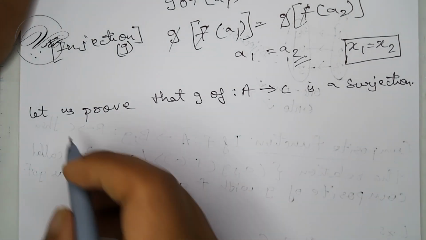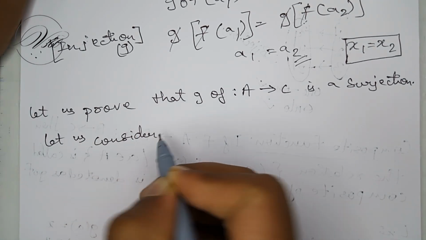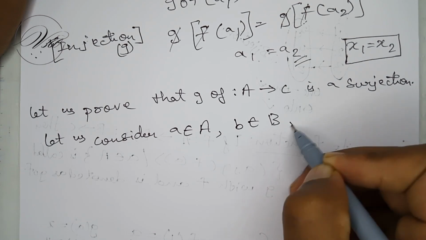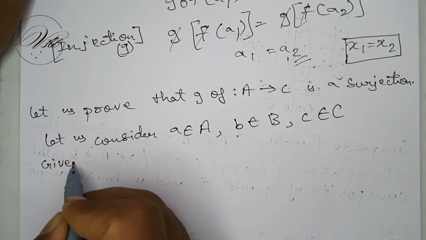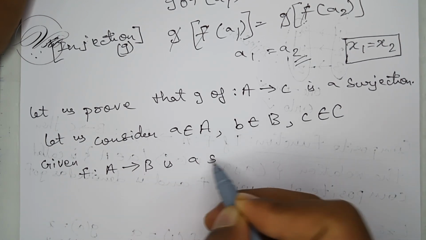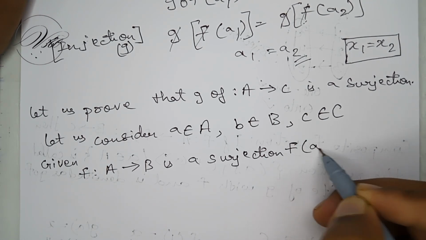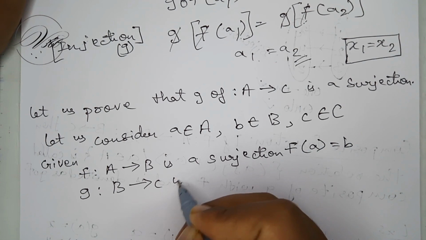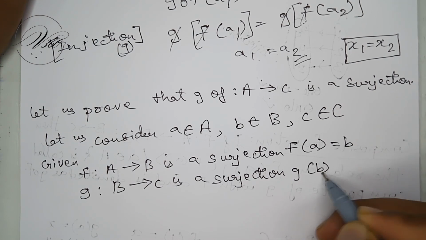Now we should do the surjection part, right? Let us consider that a belongs to capital A, b belongs to capital B, and c belongs to capital C. Okay. Now in the question we have got F maps A to B is a surjection, that is F of a is equals to b. Now G maps B to C is a surjection, that is G of b is equals to c.